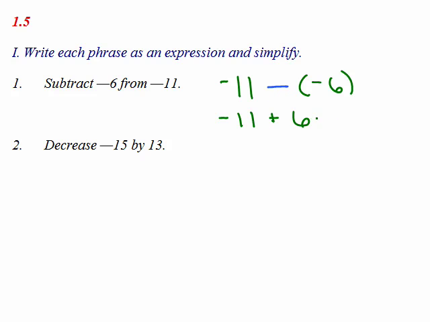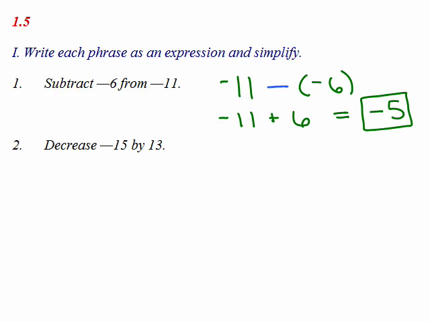And negative 11 plus 6, you're adding a positive and a negative number here. The negatives outweigh the positive, so it's going to be negative. And if they're opposites like this, you just take their difference. 11 minus 6 is 5. So the answer to this problem would be negative 5. That's the simplified answer. Okay, this is a little bit different. It says decrease negative 15 by 13.